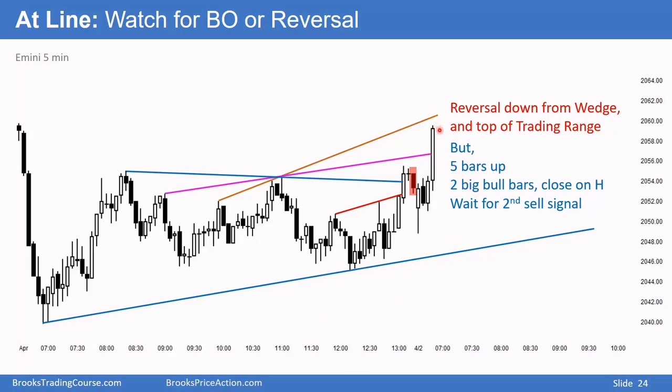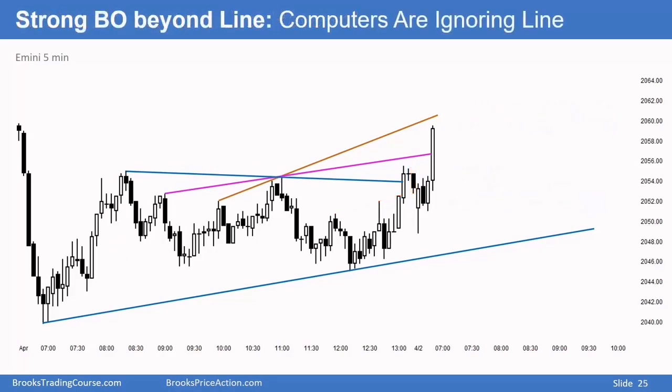And that's what we got, a very strong bull breakout, and the bears are giving up. Not only did we break above this 3-bar bull flag, we broke above this high and above that high. Are computers paying attention to this line right now? No, this line does not help you at this point. You get rid of it. Anytime the market appears to be ignoring a line, get rid of it, because it just clutters the chart and makes it more difficult to see what the market's trying to do.